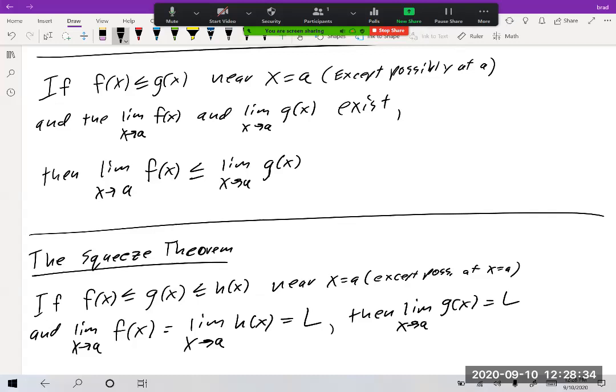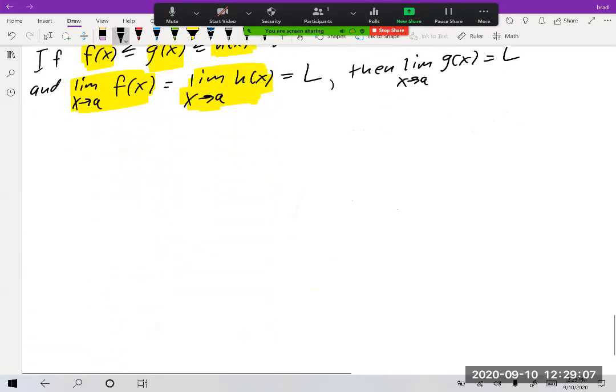So basically what this is saying is that if this function is smaller than or equal to this function, and this function is smaller than or equal to this function, then if the limit of f of x equals the limit of h of x, if they are the same value and g of x is in between them, then the limit of g of x must also be that same value, right? So this is squeezing g of x in between f of x and h of x. So that's why it's called the squeeze theorem. Okay.